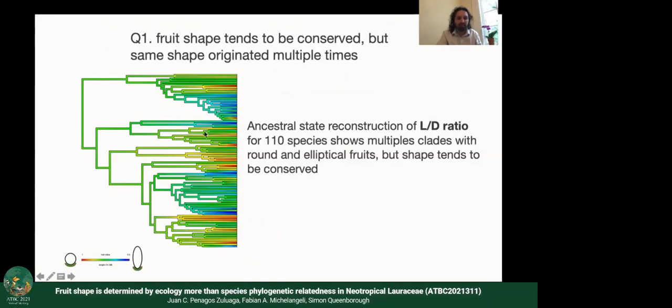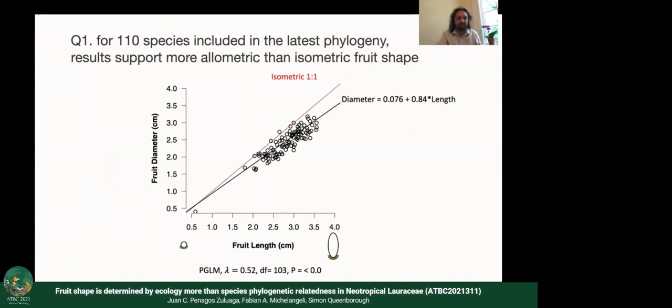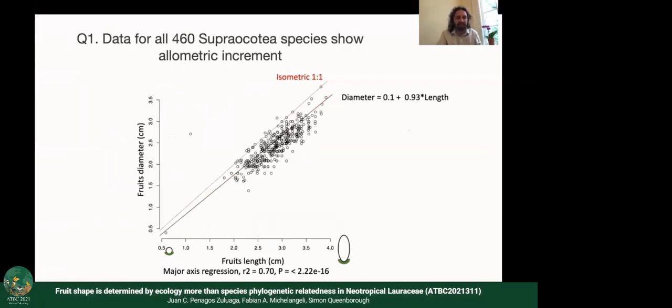Here, in blue, we have more elongated fruits. When we look at the correlation of increments in length and diameter and control for relatedness, we still see an allometric increment, but an intermediate value of lambda suggests some but not robust phylogenetic effect in the allometry. We found the same allometric increment when we included all the species and did not consider phylogenetic relatedness. The result suggests that relatedness may play a role in allometry, but other forces also affect fruit shape.